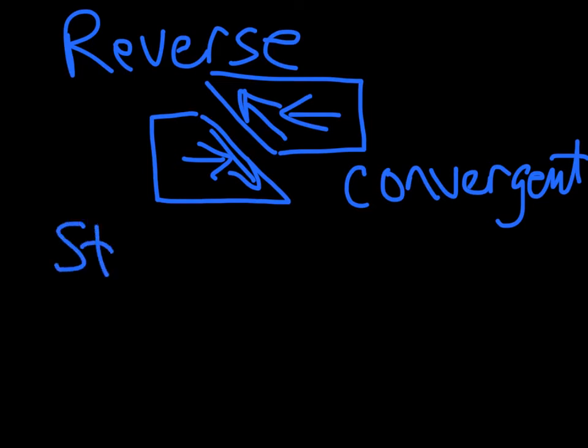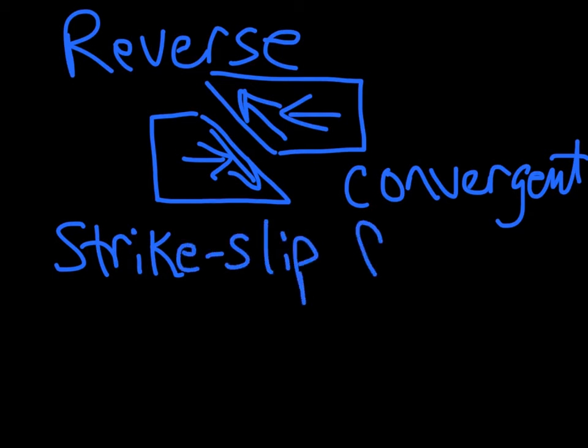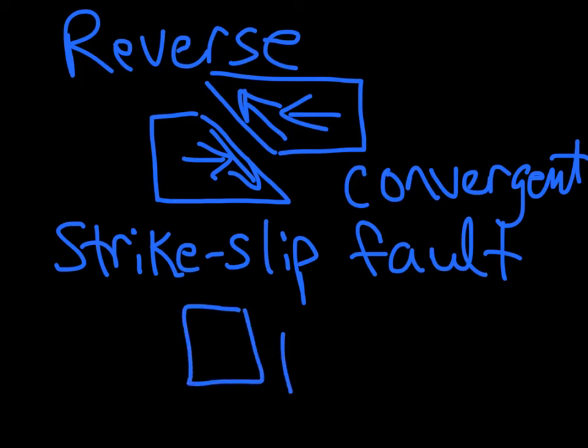And the last type is a strike slip fault. And these happen at transform boundaries. And this one, they are going to move past each other, heading in opposite directions. Make sure that you understand what exactly an earthquake is.